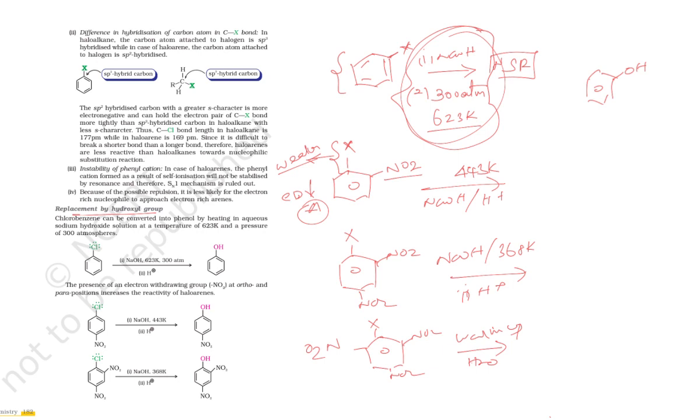In this case, the halogen gets replaced by the nucleophile, that is OH minus, and phenol is formed. So there is A, there is B, there is C. In this, C is more reactive towards nucleophilic substitution, then B, then A. Clear? Fine.